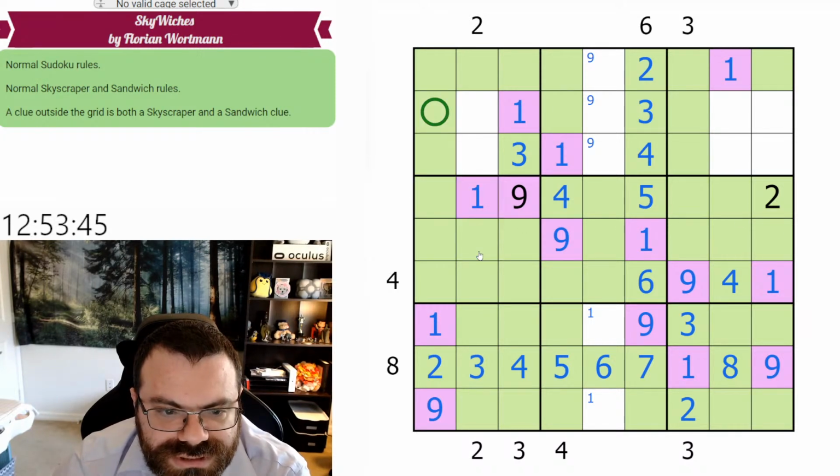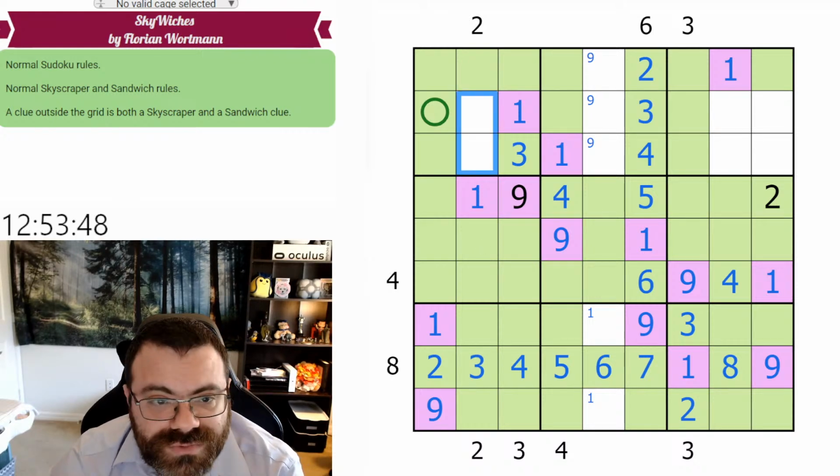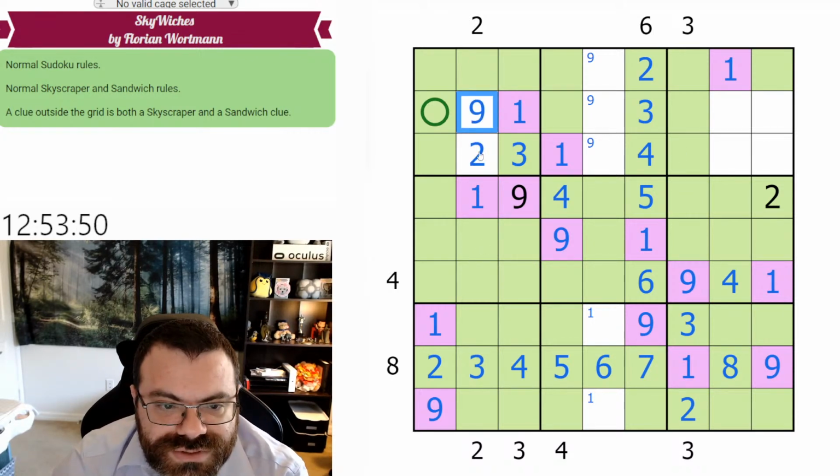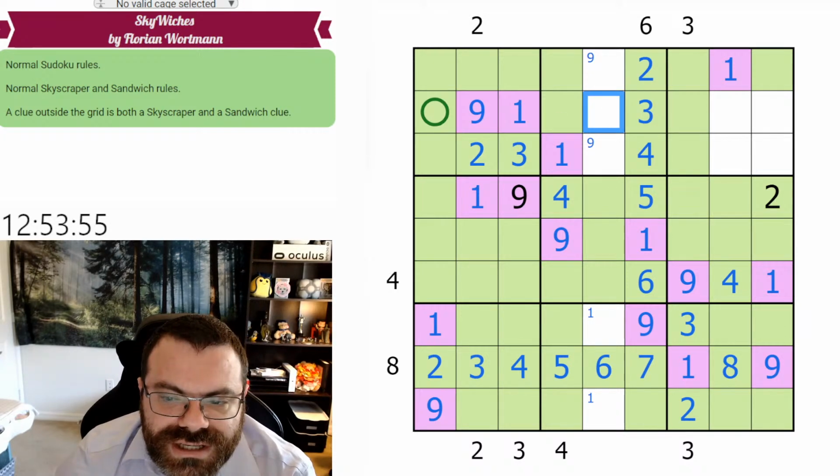It's purple. There's a 9 up here somewhere. Ah, it's a 2 sandwich, so it goes 2, 9 like that. I colored that wrong. This can't be 9, so it's green.